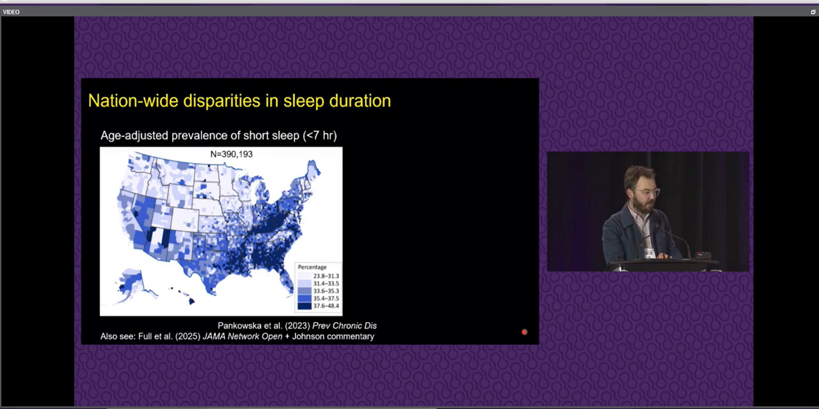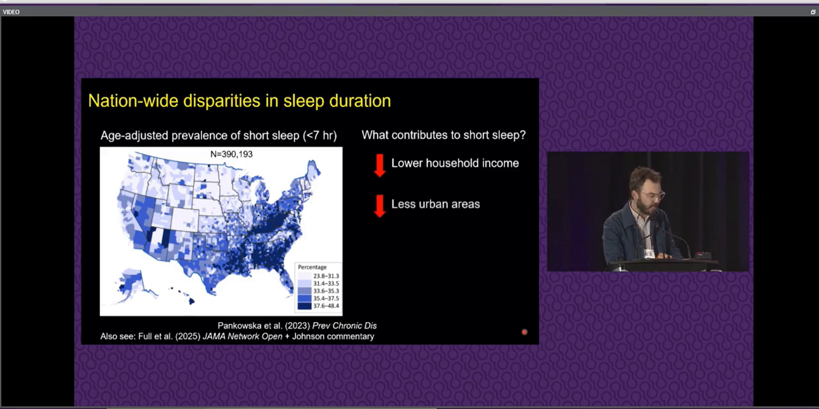This is a map showing the prevalence of short sleep in a CDC study from 2020. Short sleep here is defined as people reporting getting less than 7 hours of sleep. Over 390,000 people responded, so it's a pretty amazing data set. They were able to look at what demographic factors are associated with short sleep. They found that lower household income, living in a less urban area, not having a college degree, and identifying as non-Hispanic Black were all associated with a higher likelihood of being a short sleeper.